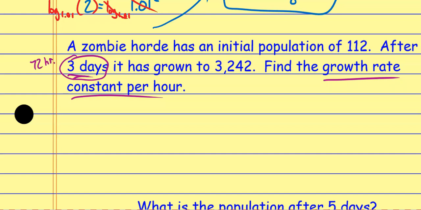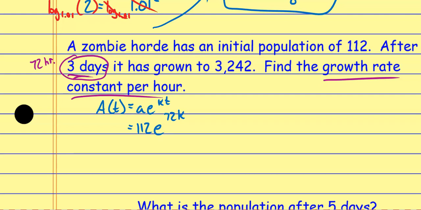And so now this is a continuous model because we're talking about a population growth. And so our continuous model was A of t equals A times e to the kt. And this one is growth this time. Okay? And so from here, I just start plugging in what I know. I know the initial population was 112. I know the time that I was looking for is 72. k is the thing I'm looking for. It says find the growth rate constant.